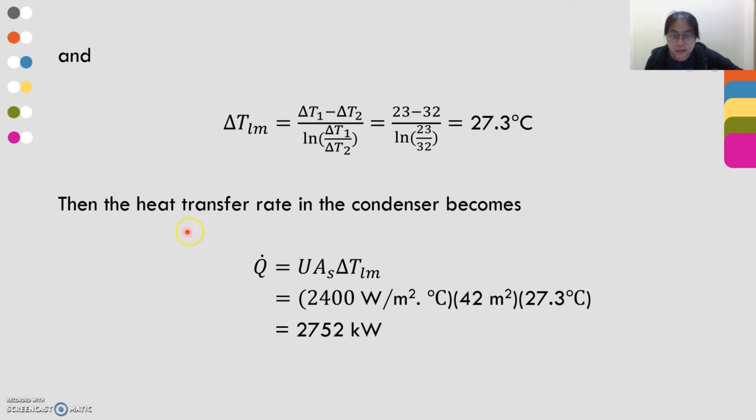Next, we can find the heat transfer rate in the condenser now that we have determined the value of delta T LM. Plugging in the values in the formula, Q dot equals U times A s, the area, times delta T LM, which we have determined earlier. So 2400 watts per meter squared degrees Celsius times 42 meters squared, which is the area, and times delta T LM of 27.3 degrees, you get the final answer for Q dot of 2752 kilowatts.